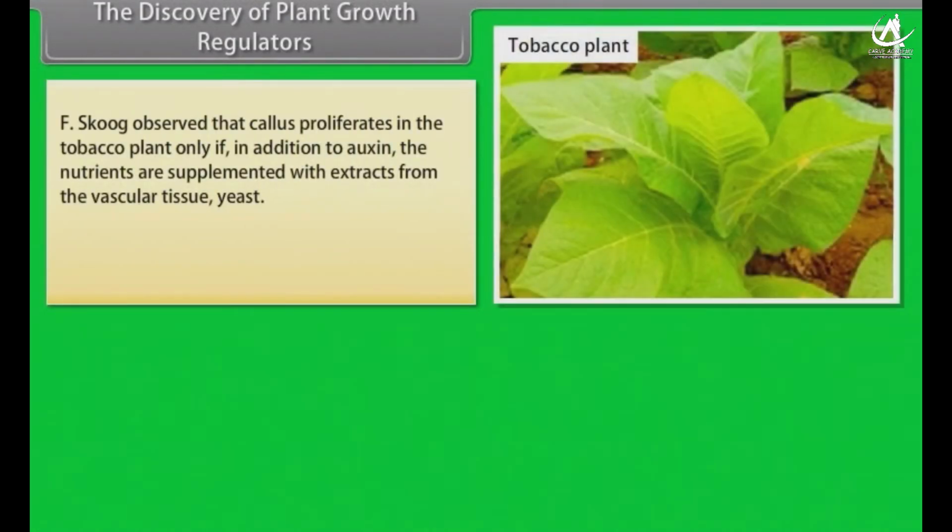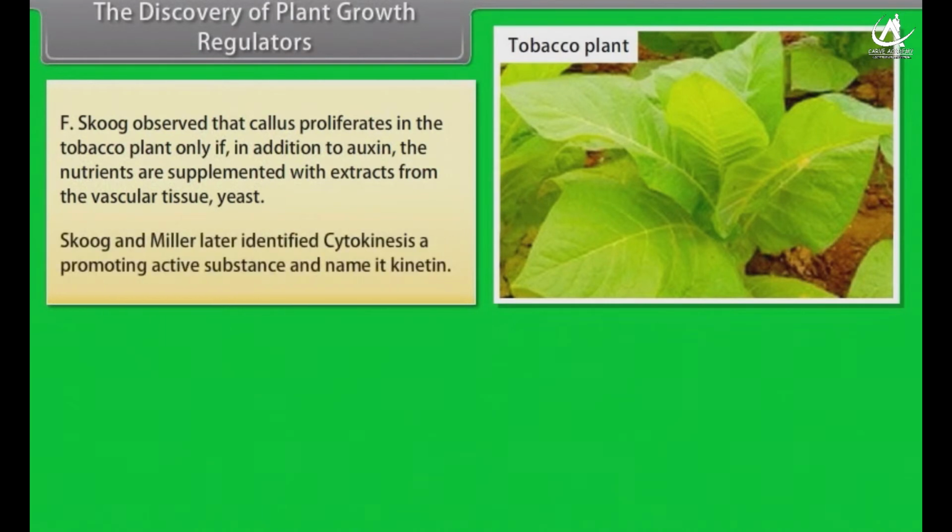The discovery of plant growth regulators. F. Skoog observed that callus proliferates in the tobacco plant only if, in addition to auxin, the nutrients are supplemented with extracts from the vascular tissue or yeast. Skoog and Miller later identified a cytokinesis-promoting active substance and named it kinetin.